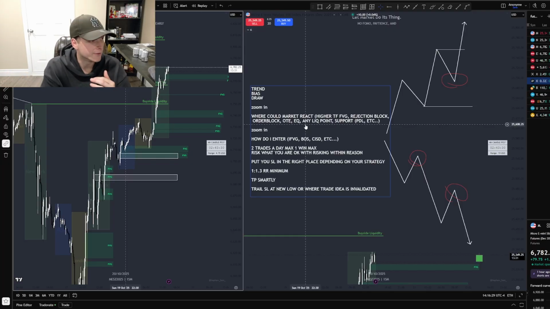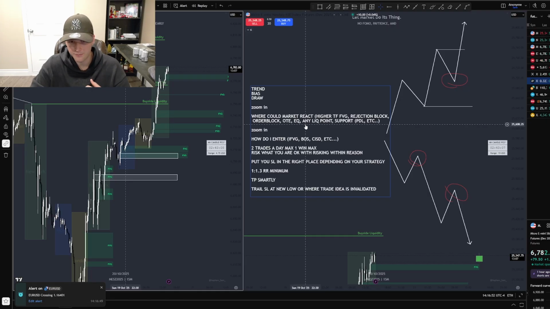Now that would be your inverse value gap, your breaker structure, your CISD, etc. Right? From there, now you're in the trade. You take 2 trades max a day, or 1 max, and you risk what you're okay with risking, again, within reason. We're not full porting, okay? You can risk 1%, 2%, 3%, 5%. 10% is a little heavy, I wouldn't. 5% is about the max I would go.